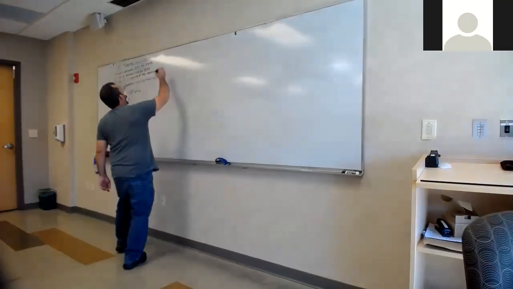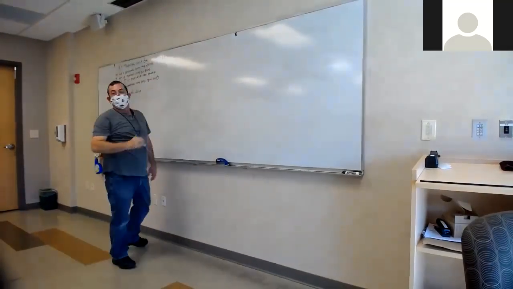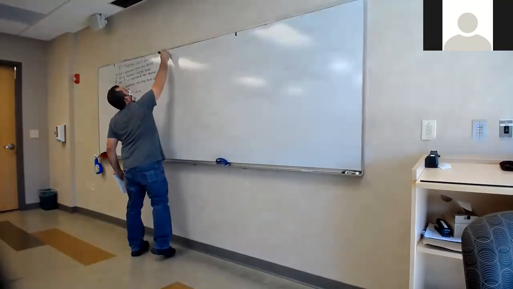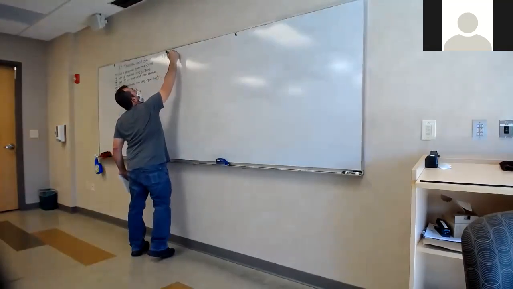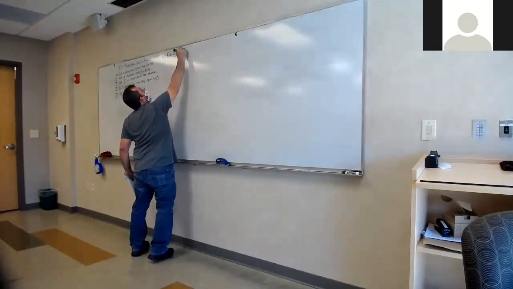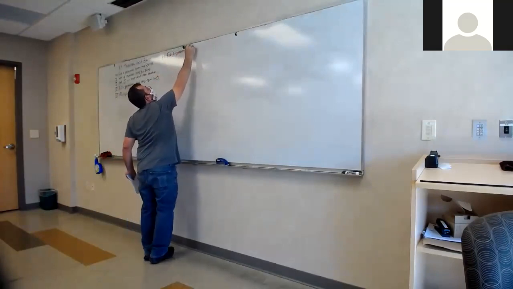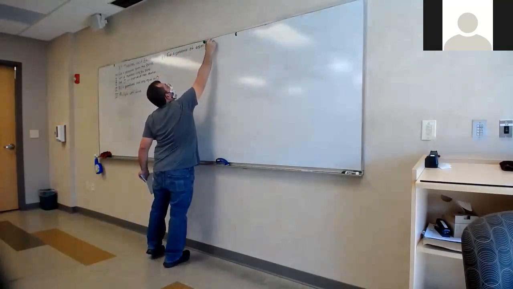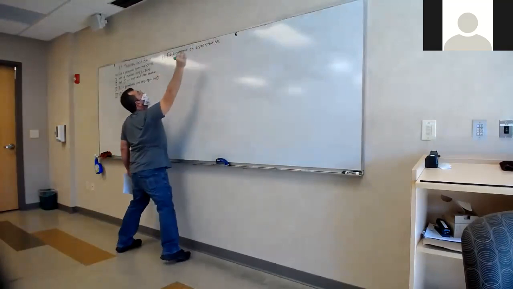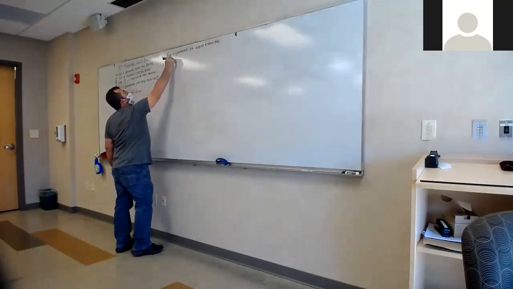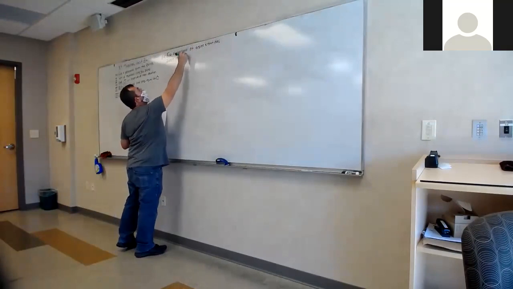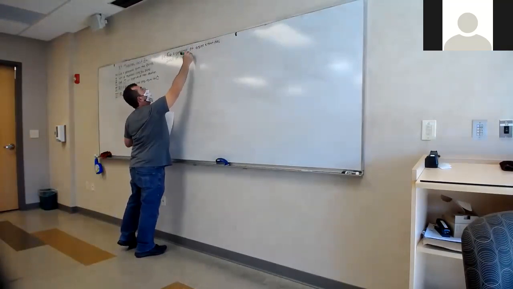All right, so here we go. I'm going to find a polynomial of degree 3 that has zeros of -2, 3, and -6.